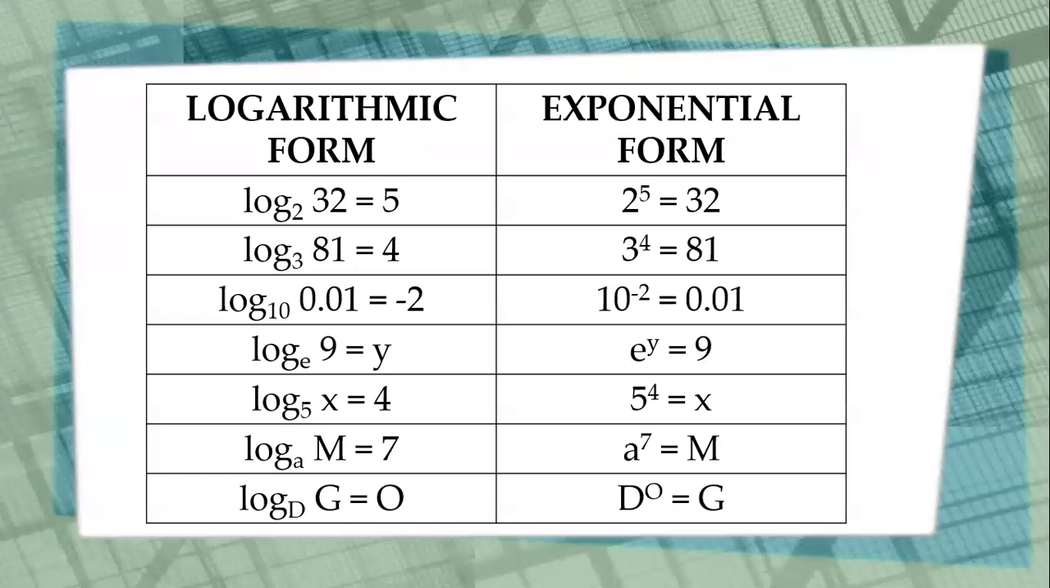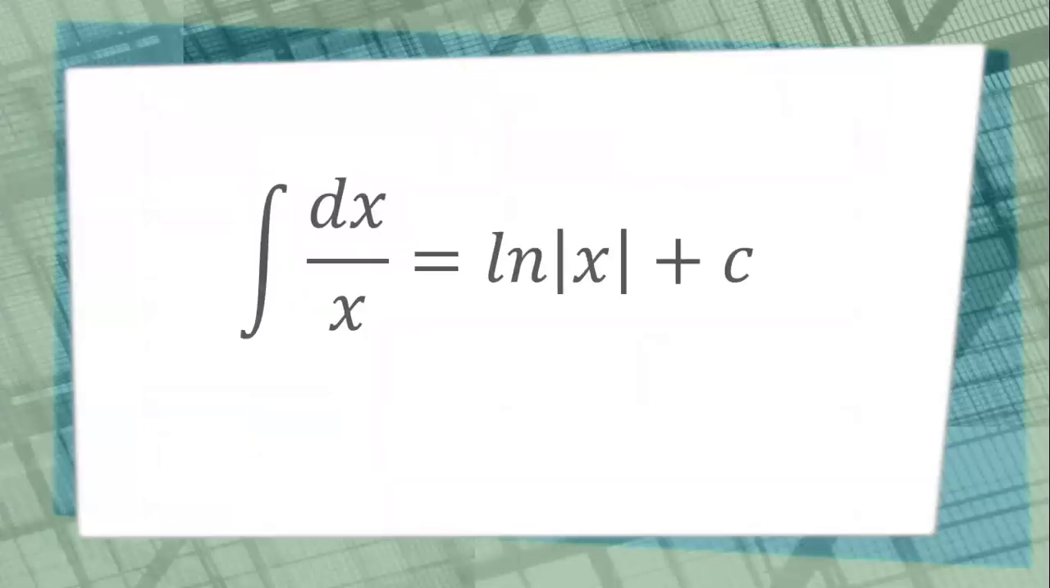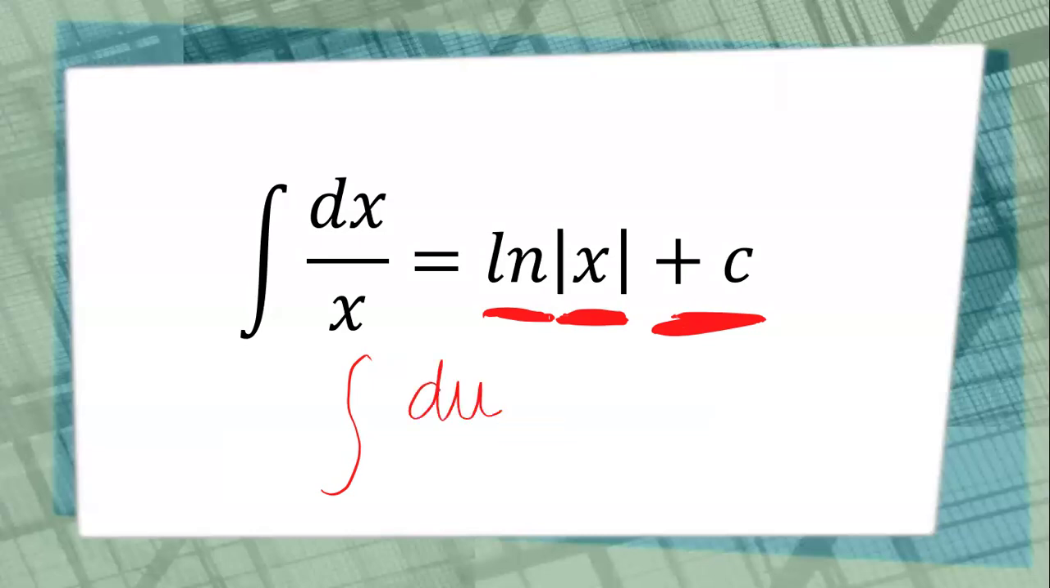So this is just a review of your Gen Math. This is our topic for today. Remember that when you get the integral of dx over x, the answer is the natural logarithm of the absolute value of x plus c. So this is very easy. But some of our problems will involve the variable of integration u. So for instance, you have du over x minus 3.